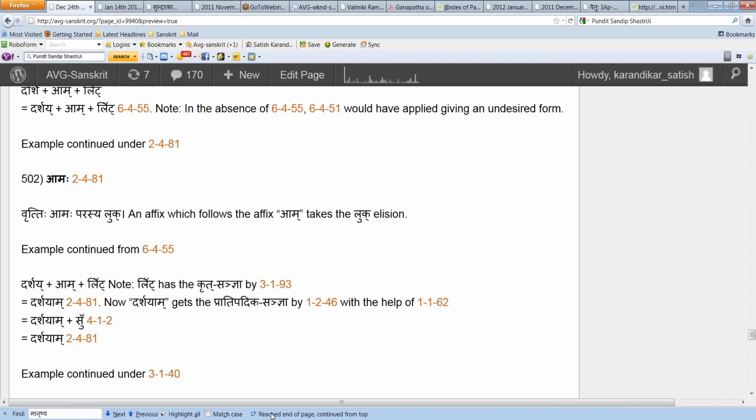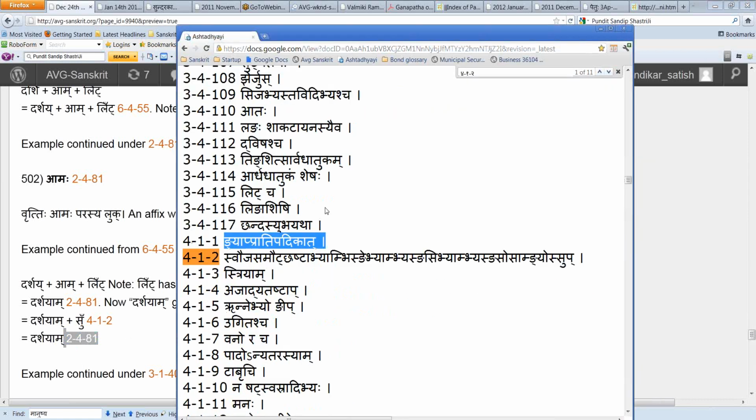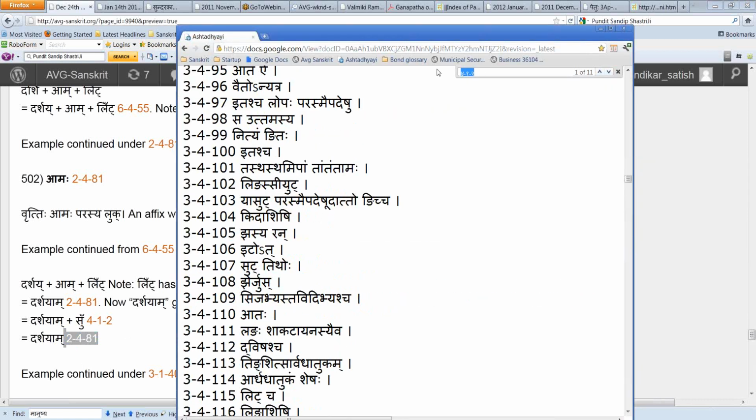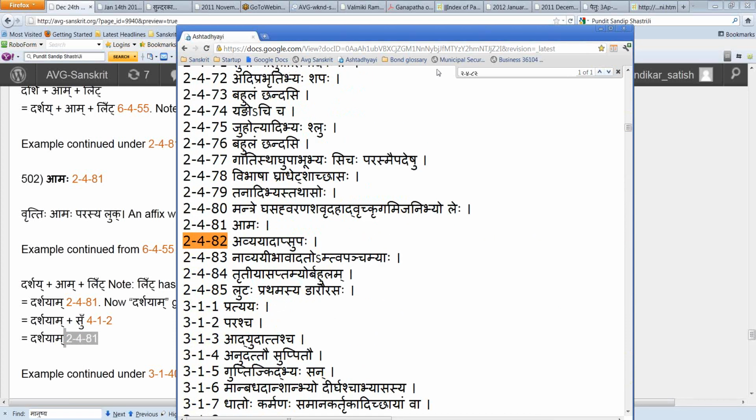Now, today we have no time, and maybe we'll do it in daily examples, but in the Kashika, he has taken a different method. If you want to do some homework, in the Kashika, this is from Siddhanta Kaumudi. In the Kashika, in the old times, they regarded darshayam as an avyayam. So instead of using amaha the second time, they used avyayad apsupaha, which is 2.4.82. If you want to look at the Kashika point of view, you can look at Kashika. According to Kashika, darshayam is an avyayam.